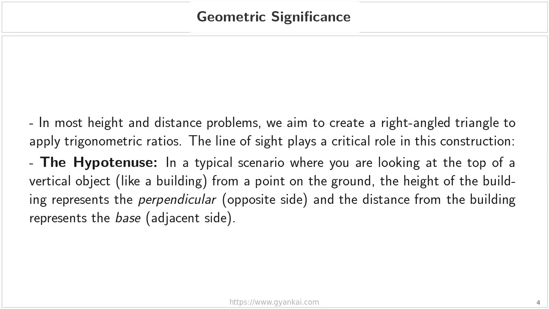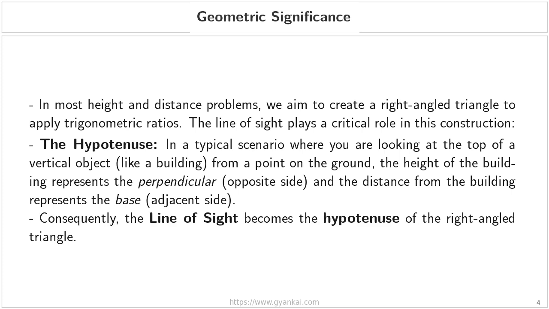Think about a typical scenario. You are standing on the ground, looking up at the top of a tall building. In this setup, the height of the building acts as our perpendicular or the opposite side. The distance along the ground from you to the building acts as our base, which we call the adjacent side. Because the line of sight is that straight, diagonal path we discussed in the previous slides, it naturally becomes the hypotenuse of our right-angled triangle.